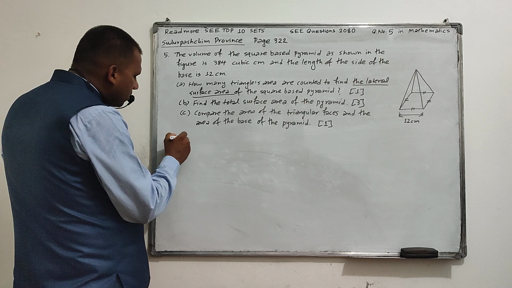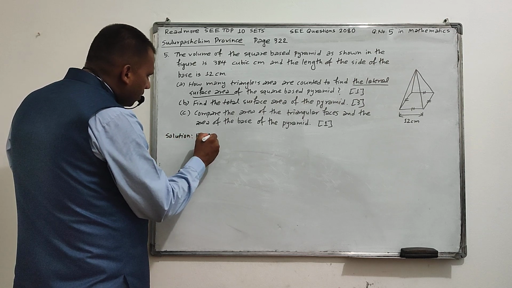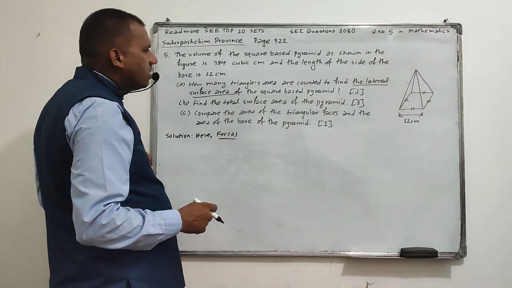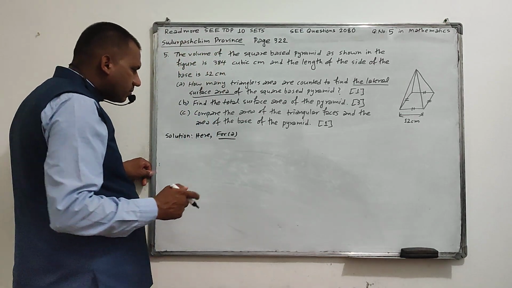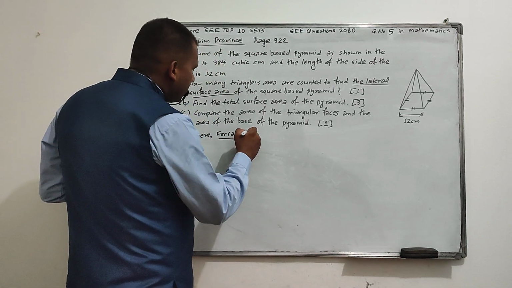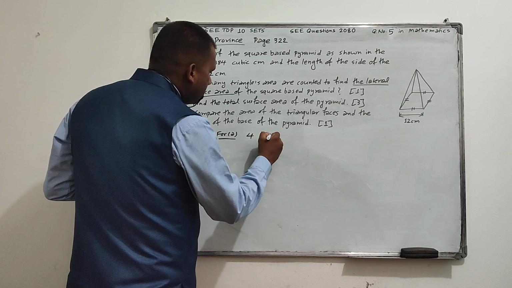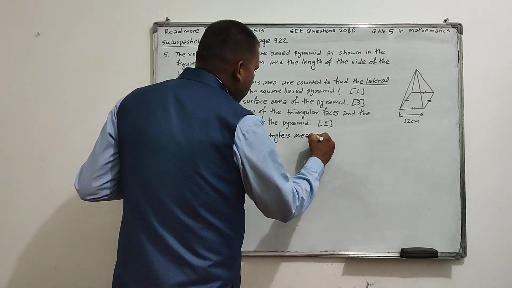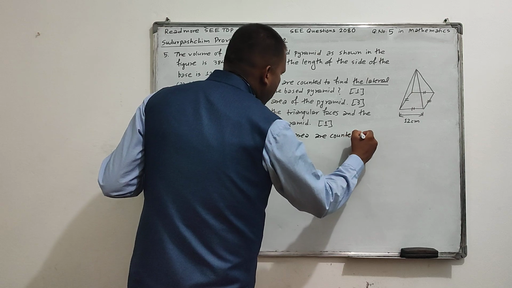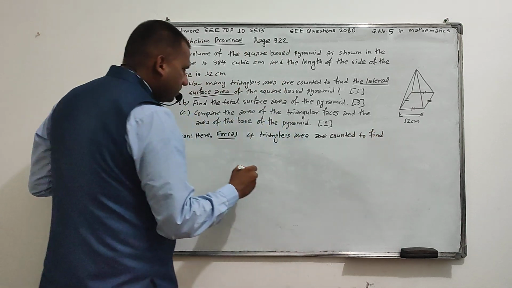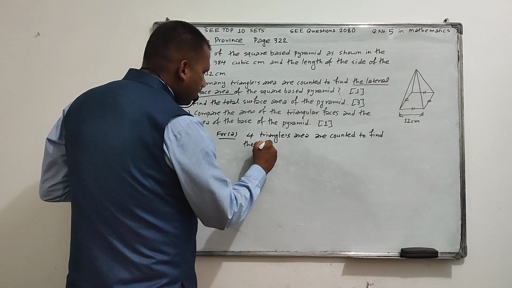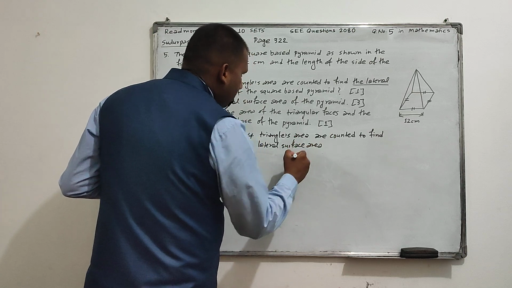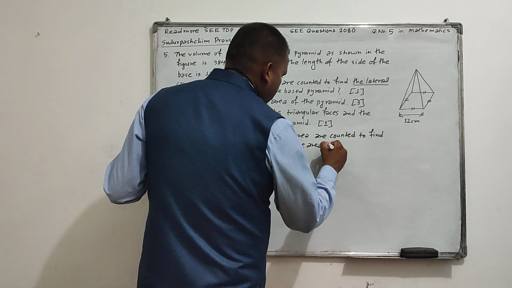Now its solution. Here, for A, lateral surface area, that is the area of 4 triangular surfaces. So for A we can write: 4 triangles' area are counted to find the lateral surface area of the square base pyramid.